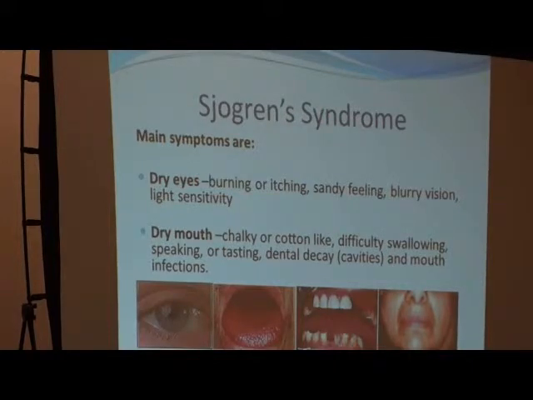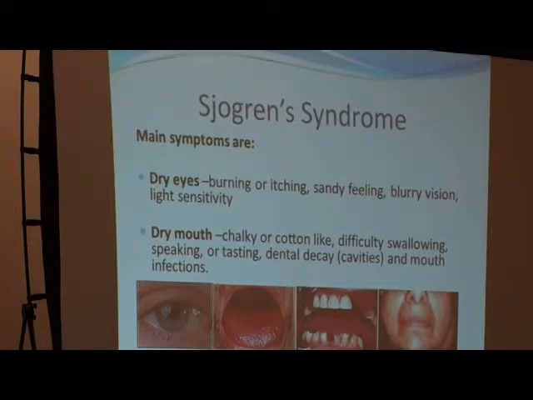Sjogren syndrome is the most common autoimmune disease affecting women. So 10% of Caucasian women are affected by Sjogren syndrome. It's an autoimmune disease mainly affecting glands producing fluid, such as lacrimal glands producing tears, salivary glands producing our saliva, as well as sweat glands producing sweat, and small glands within vagina producing vaginal lubricant fluid.